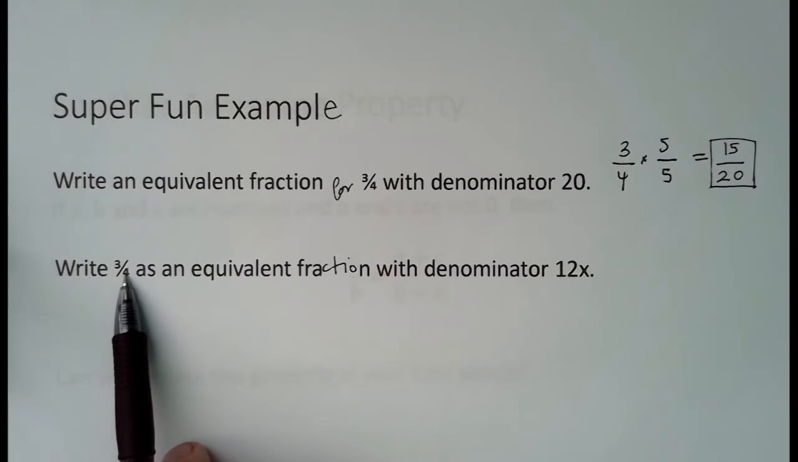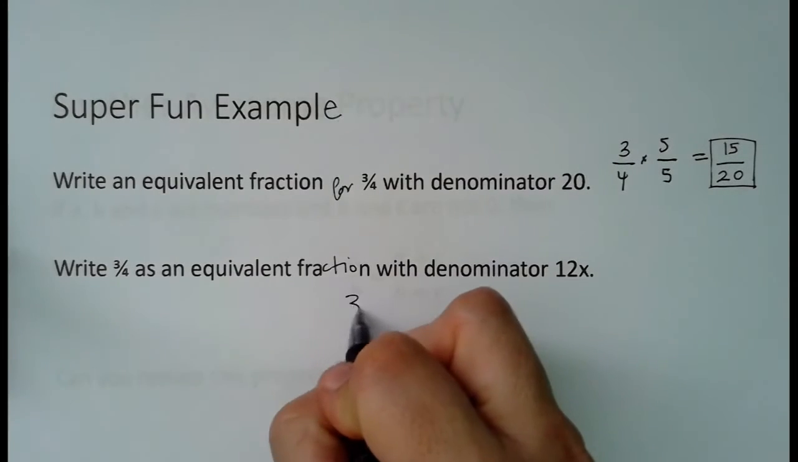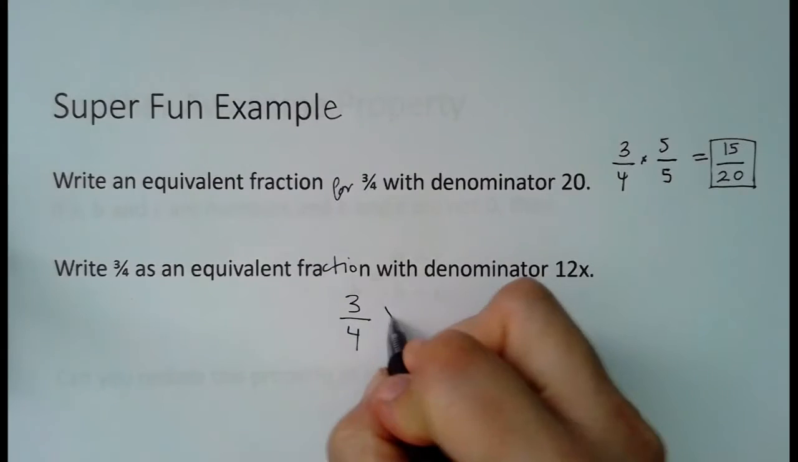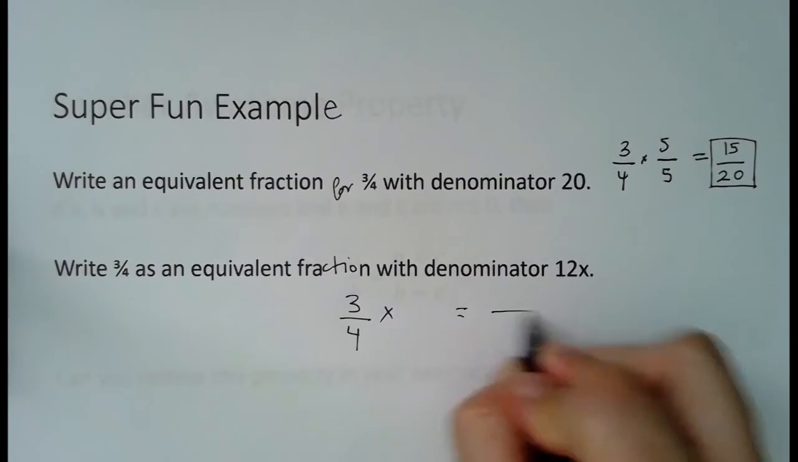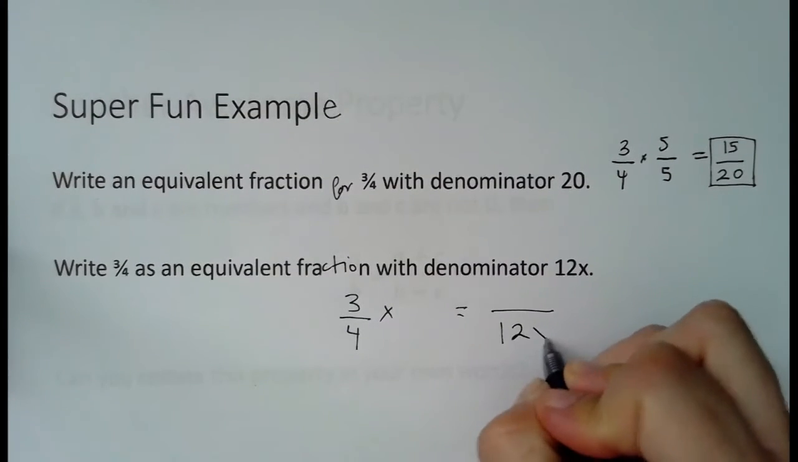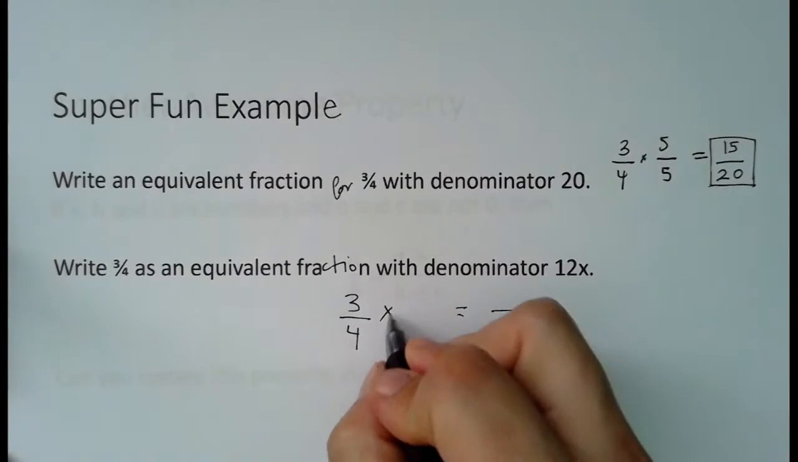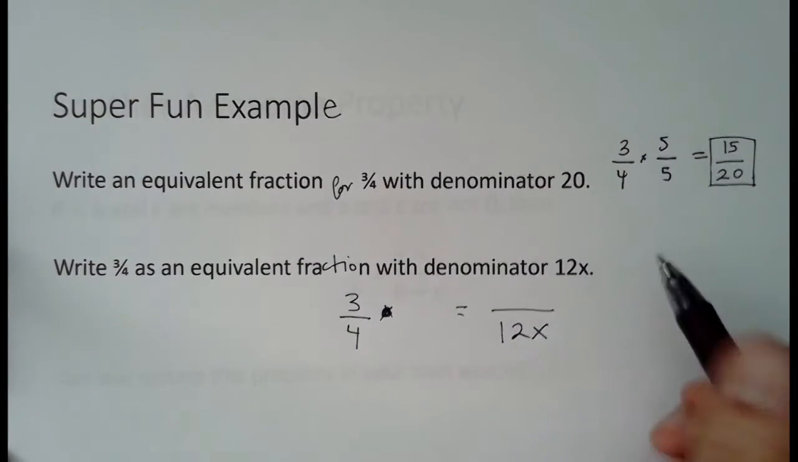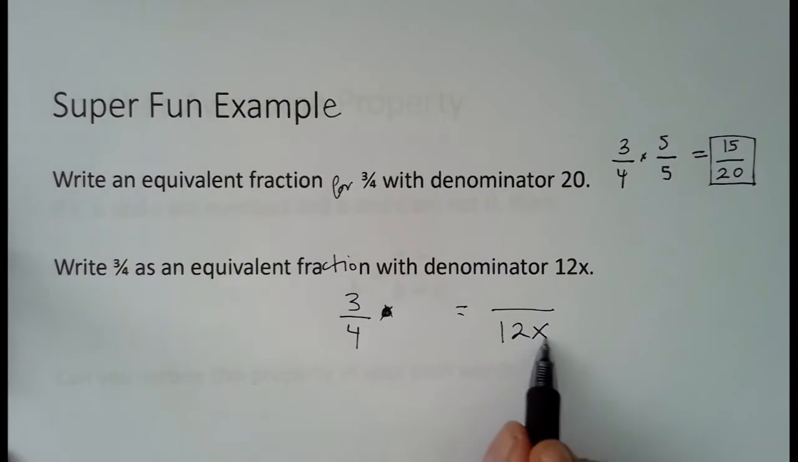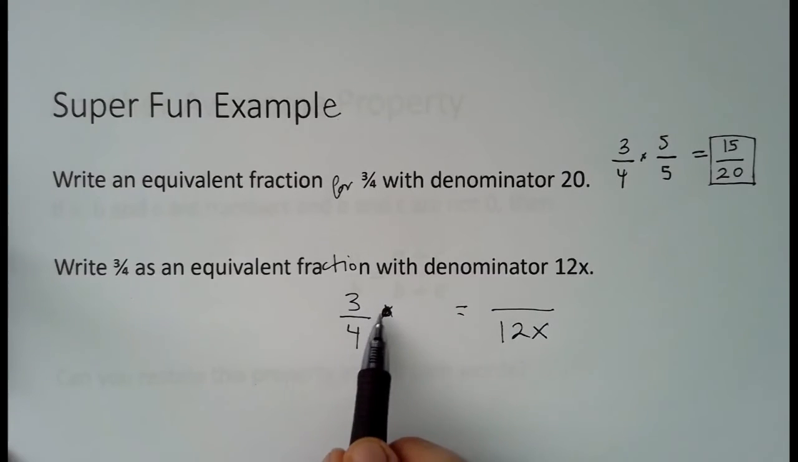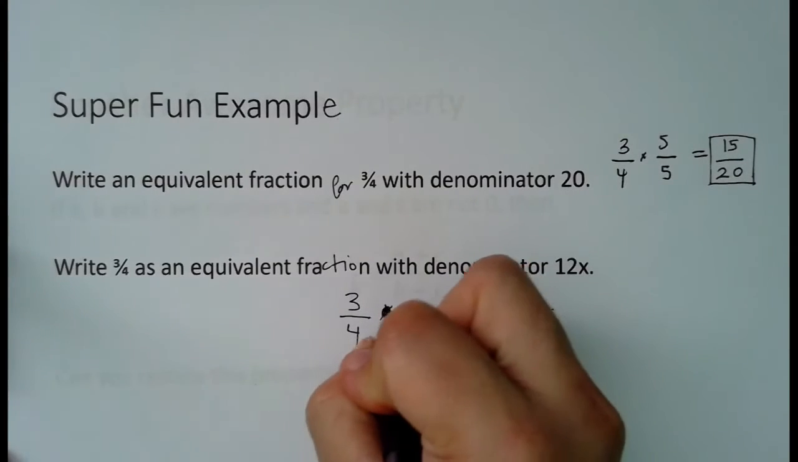Now this one is interesting. Write 3/4 as an equivalent fraction with the denominator 12x. So that's kind of cool. This should be a times symbol. It's the same thing, but just to distinguish from this x. This x means variable, and the little x was times, but now I'm going to start using a dot, so it's not confusing.